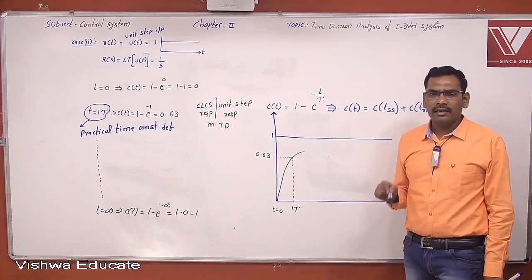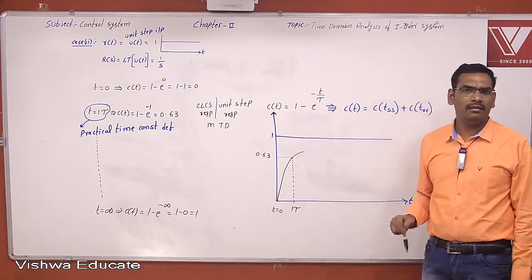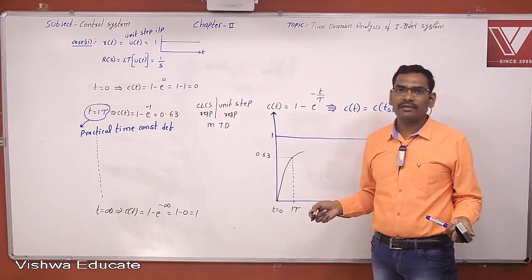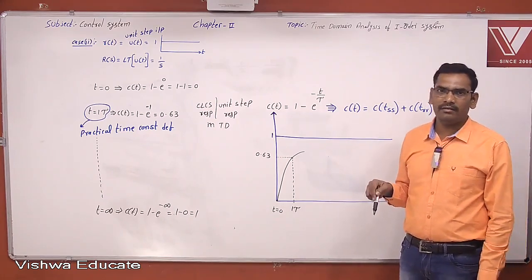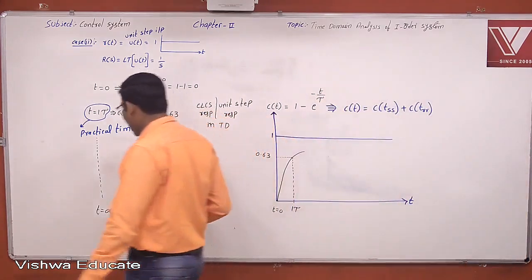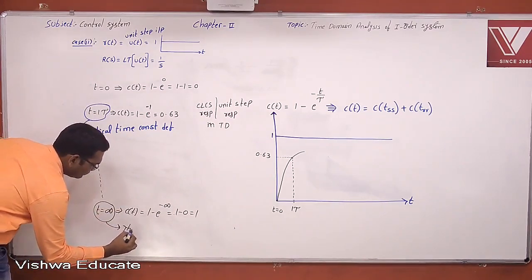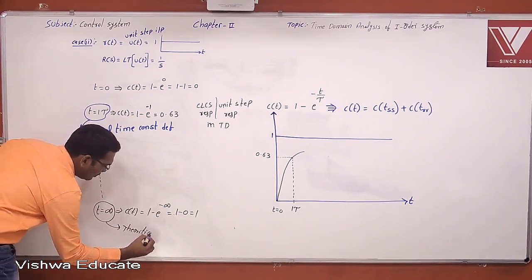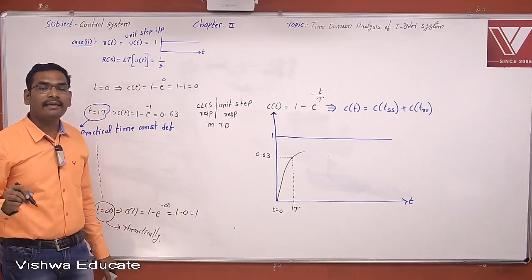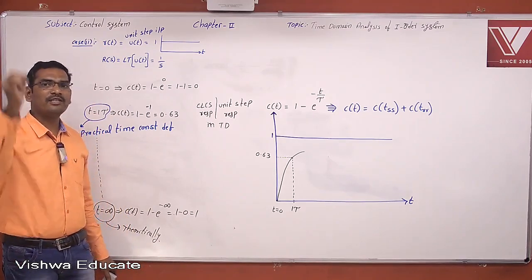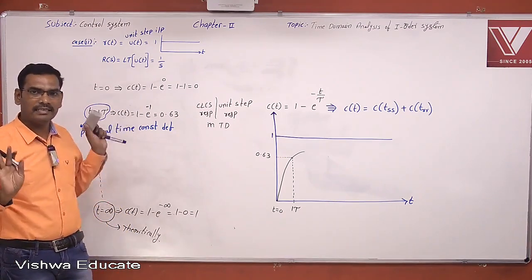Now I am asking one question. Are you interested to wait an infinite amount of time for the response to reach the final value? No, we are not interested in infinite time. Who will wait for an infinite amount of time such that the response will get 100 out of 100? No, I don't want that, sir. So this is the theoretical value. Theoretically it will take an infinite amount of time such that the response will reach the final value. No, sir, I don't want 100 out of 100. 95, 96 or 97 is sufficient for me.